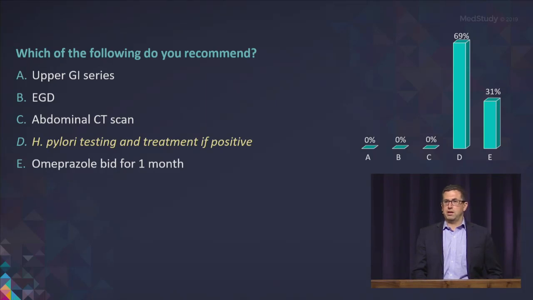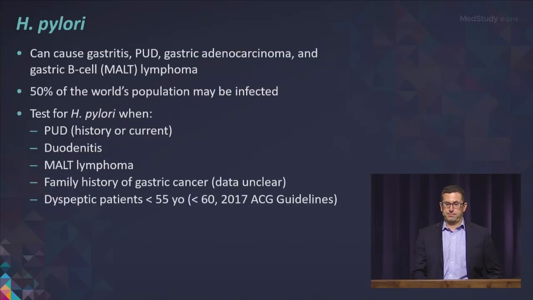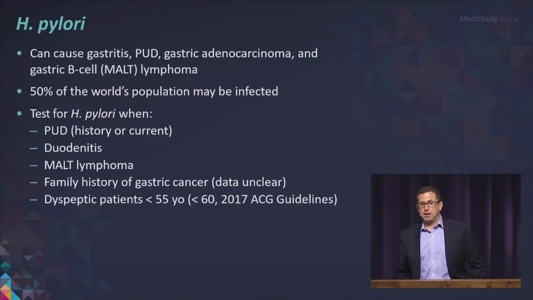If the patient had concerning alarm symptoms, you'd probably send them for an EGD before you would do anything else. H. pylori can cause a variety of things, including gastritis, peptic ulcer disease, cancer, and something called gastric B-cell MALT lymphoma. 50% of the world may be infected, very, very high rates.